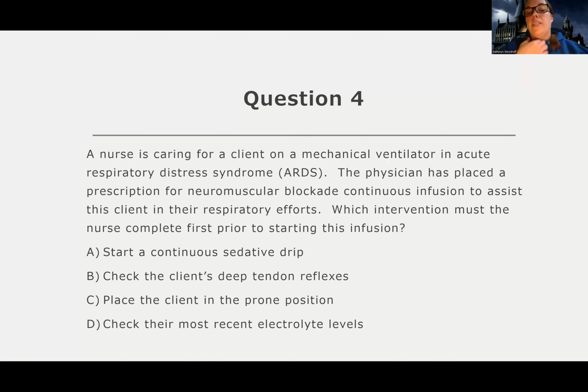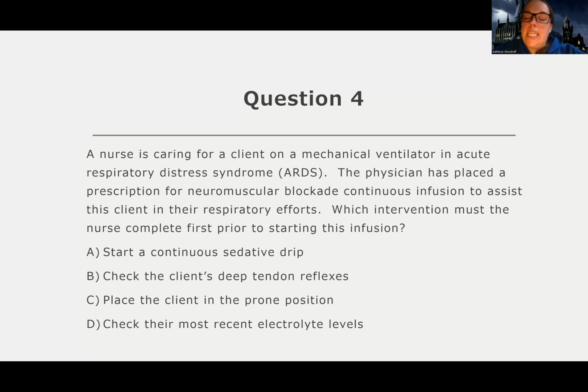So I would have to know what a paralytic does in order to answer this question. The first choice is start a continuous sedative drip. I have to think about how starting this would help them with their paralytic. Well, if I'm on a sedative, it's going to help keep me relaxed and help me with any pain or other needs while I'm medically paralyzed. So that sounds pretty good, but let me keep going.